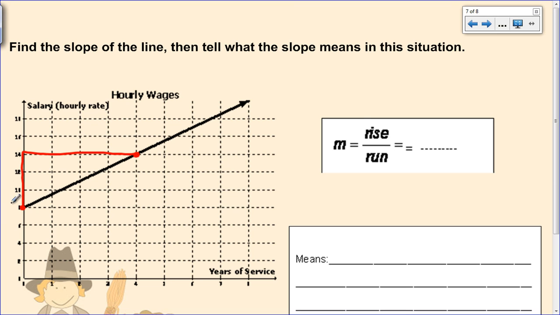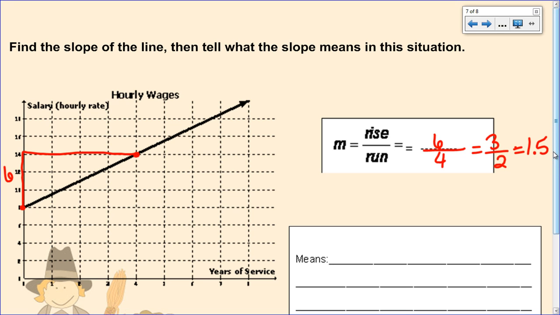So to find my rise, it looks like I went up 2, 4, 6 because each one of these counts for 2. So my rise is going to be 6 units. My run is going to be 1, 2, 3, 4. So my rise over my run is 6 over 4, which simplifies down to 3 over 2. Which, if you want to be real technical, is 1.5.